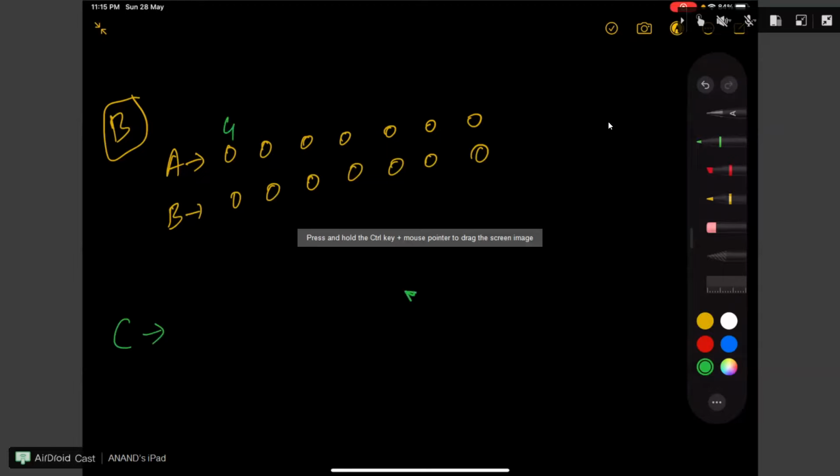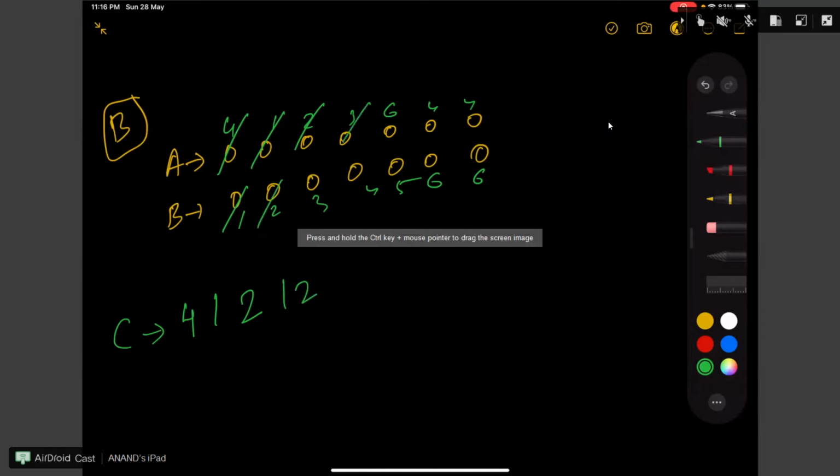So let's say A was 4, 1, 2, 3, 6, 4, 4 and B was 1, 2, 3, 4, 5, 6, 6, like this. So you will take either the first element of A or B. Let's say you take the first element of A, then again A, then again A, 2. Then after this you take the first element of B, so 1. Then again B, 2. Then again 3.